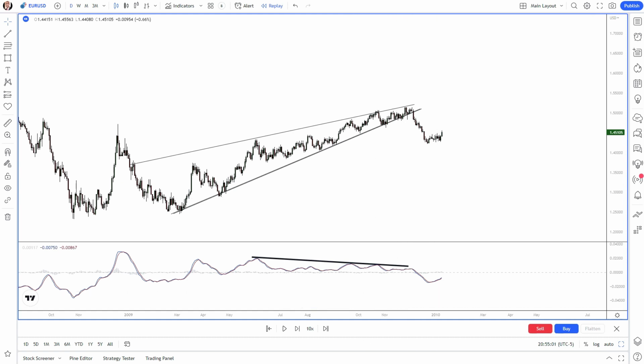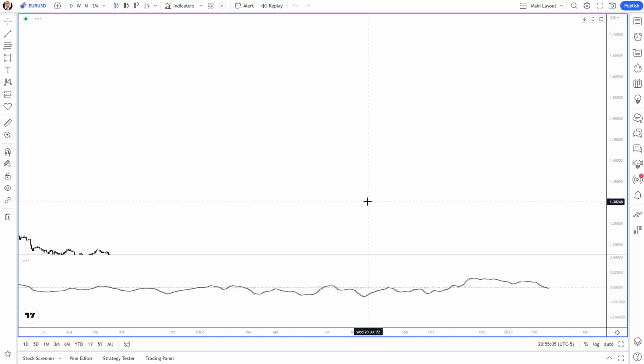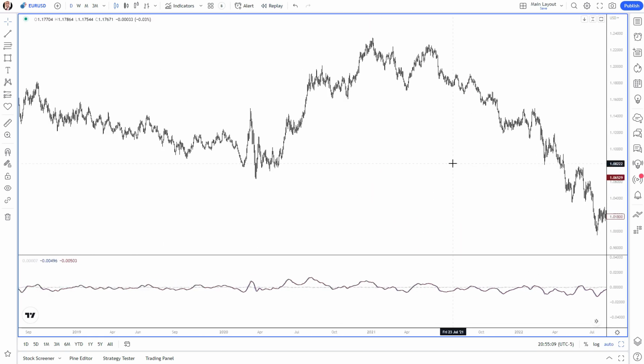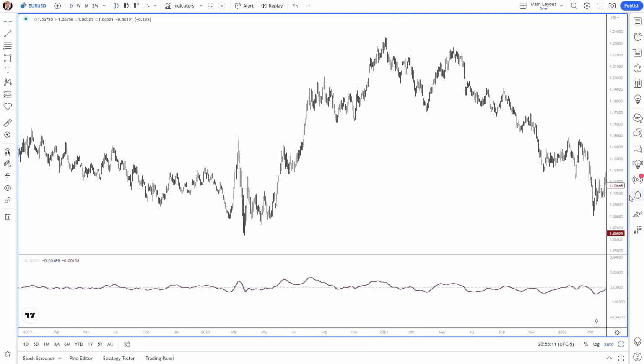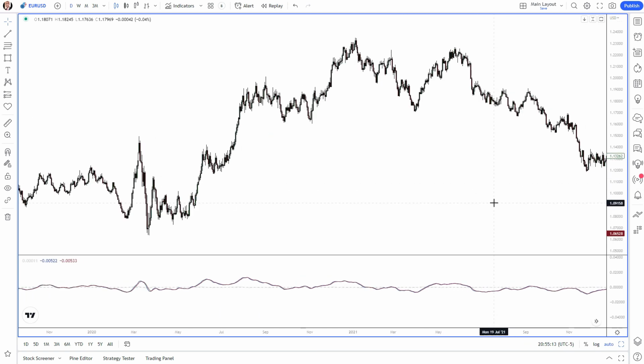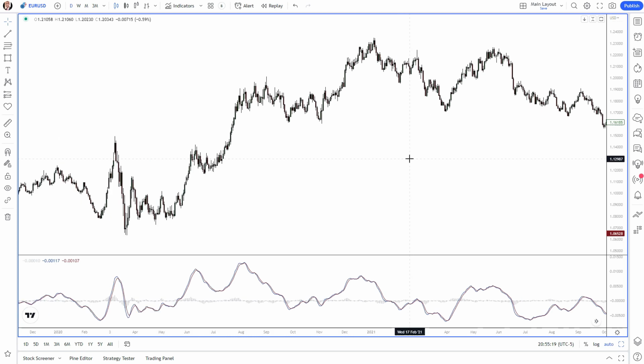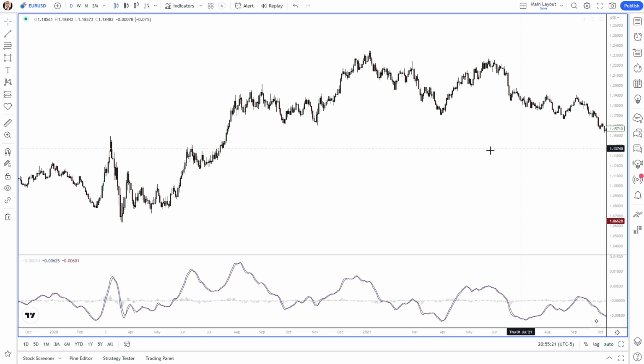Now let's take a look at some more clear examples on the Euro USD. I'm trying to remember the trades that I took myself that gave me kind of a heads up that this market was going to turn around, or gave me an indication that the market was going to start making a top or a bottom.